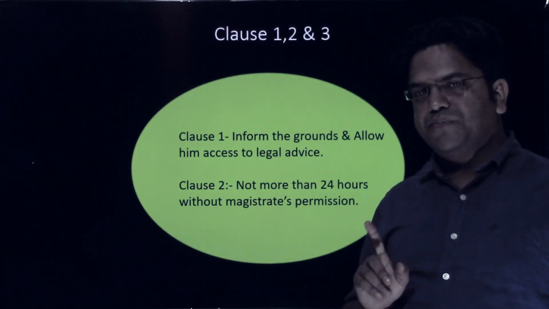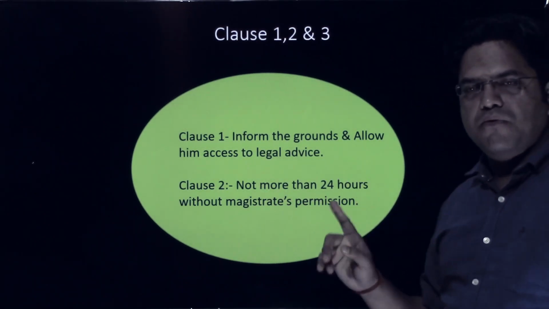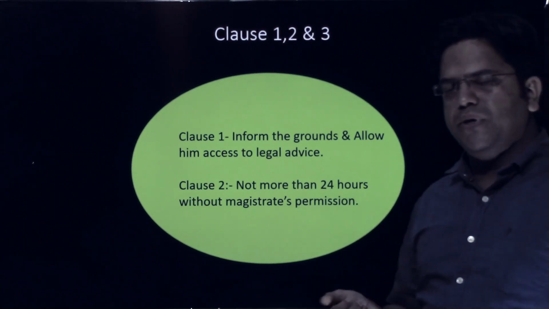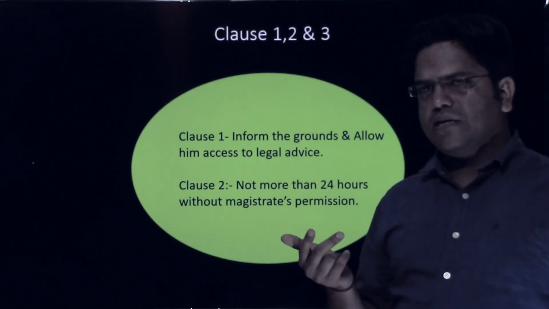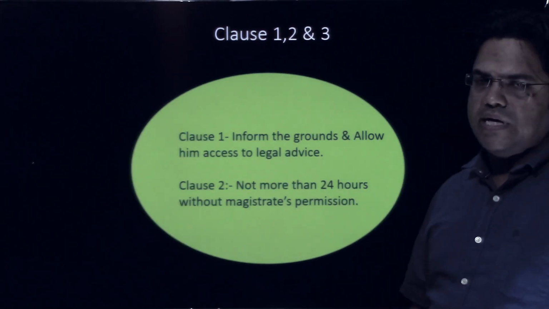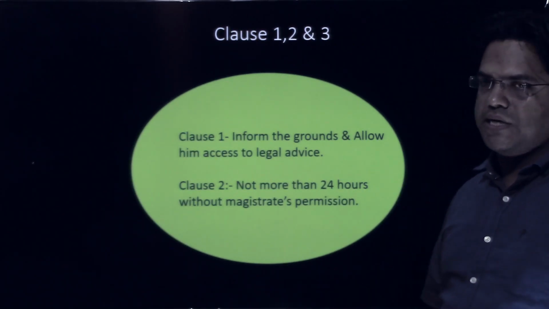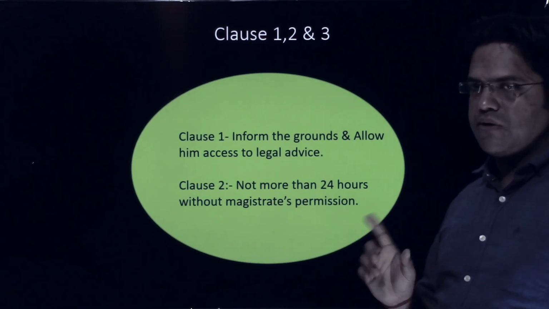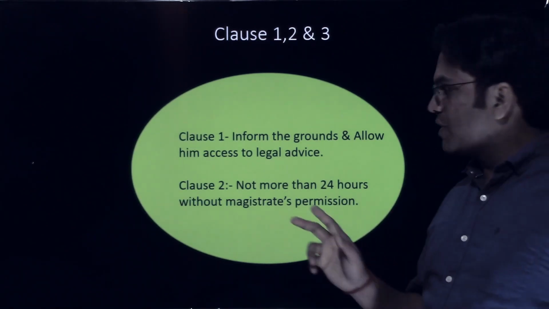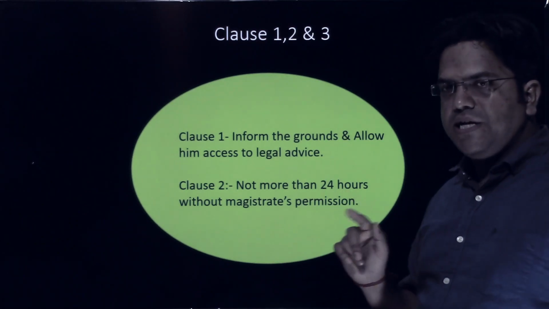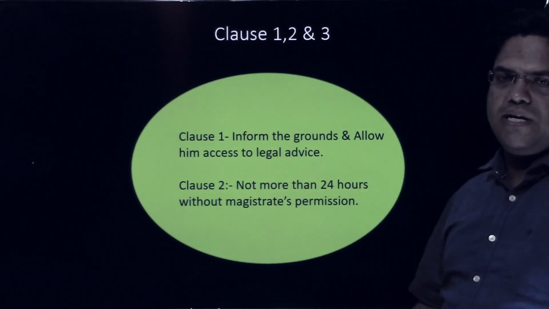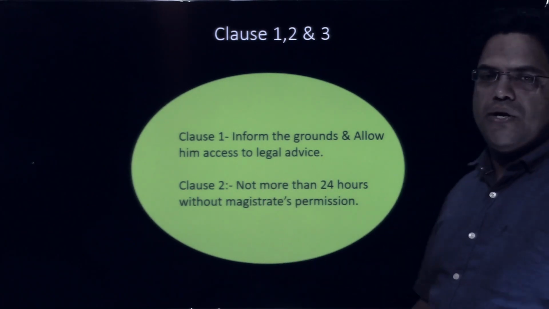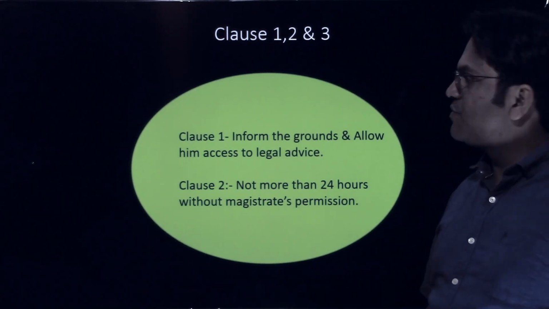So the police needs to produce you within 24 hours of the arrest, right, except the transit time. So if the Delhi police arrests some criminal in Karnataka, right, and it is bringing that person from Karnataka to Delhi by train, that train time, that commutation time, will not be counted. Once you are in Delhi, thereafter within 24 hours he needs to be produced. So this is clause 1. Clause 2: inform the grounds and allow him legal access, and then not more than 24 hours without magistrate permission, right.